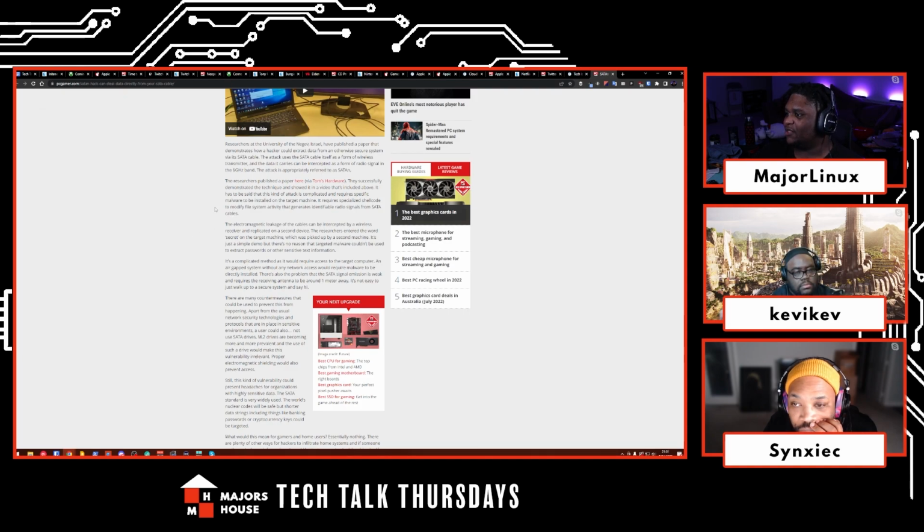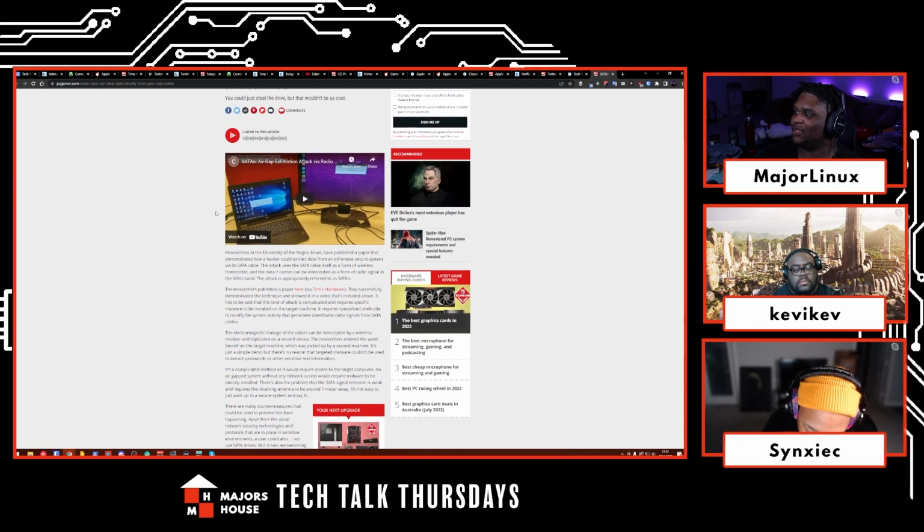The researchers have published a paper. They successfully demonstrated the technique and showed it in a video that's included above. It is to be said that this kind of attack is complicated and requires specific malware to be installed on the target machine. It requires specialized shell code to modify file system activity that generates identifiable radio signals from SATA cables. Like, what the?